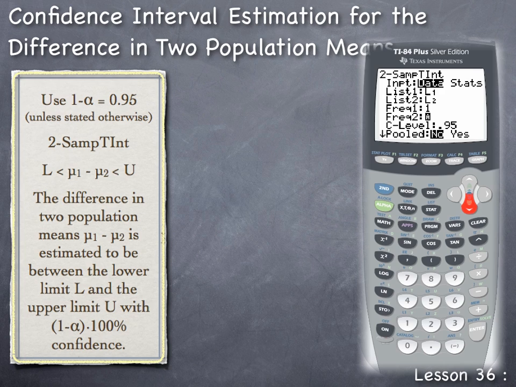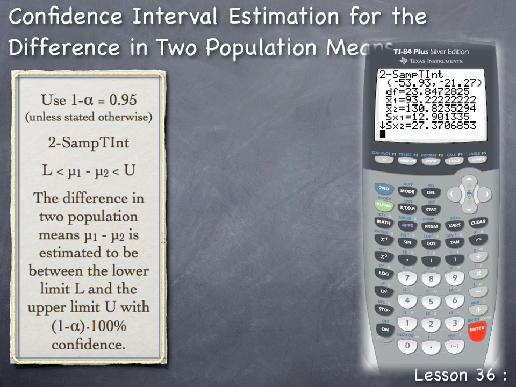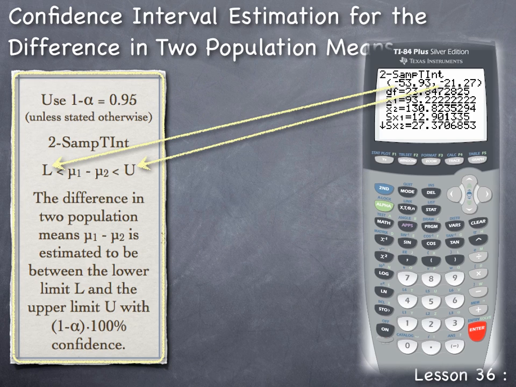Freq 1, Freq 2 is usually 1 because each sample data comes from one subject. Confidence level is usually our standard 0.95. Pooled is no because we're not learning the pooled approach. And then at Calculate, we could press Enter. Under the 2-SampTInt command, in parentheses, we'll find our confidence interval, separated with commas. The first number represents the lower limit L, and the second number represents the upper limit U.